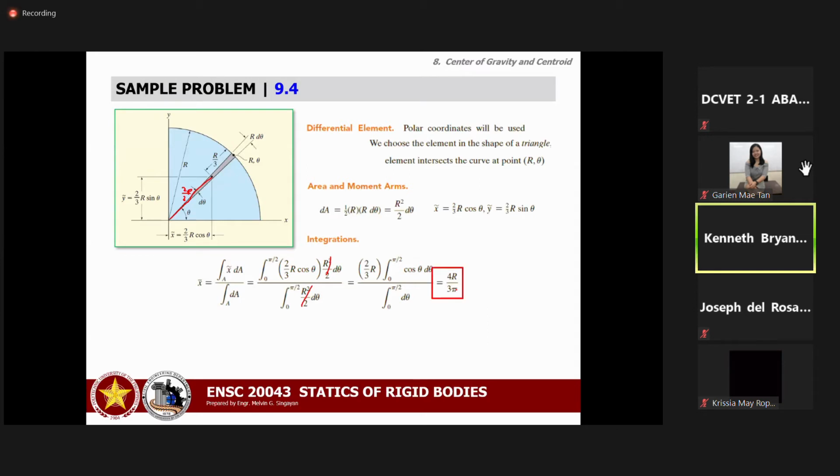Then for bar y, doing the same thing, bar y is equal to the integral of y curl dA over the integral of dA. That is equal to the integral of 2/3 r sine theta times r squared over 2 d theta divided by the integral of r squared over 2 d theta. The limits will be from 0 to pi over 2. Then from there, we solve for bar y. Bar y is equal to 4r over 3 pi. So that's the value of bar y.